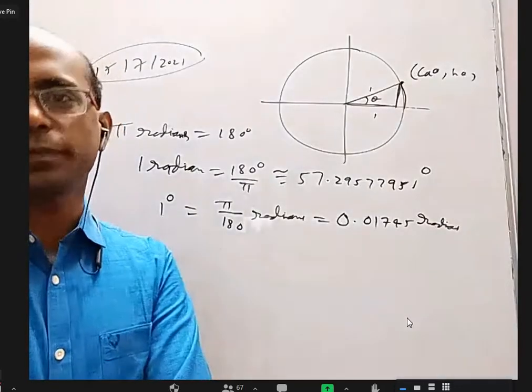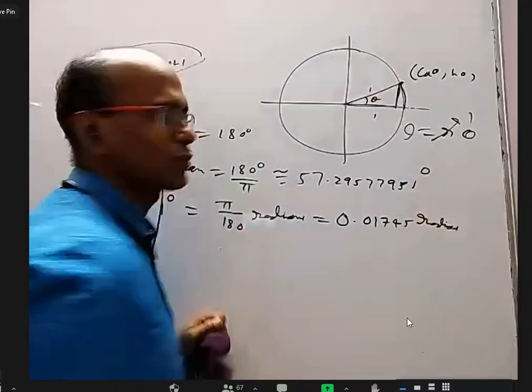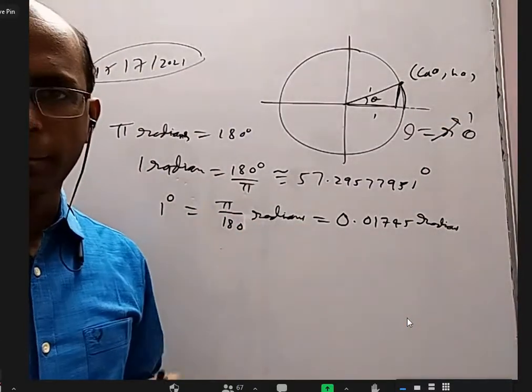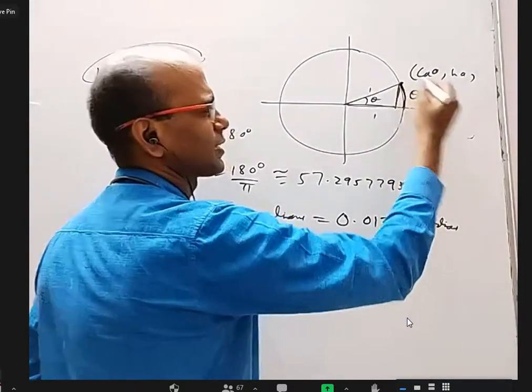Arc length is theta only. Why? What is the formula for arc length? L equal to r theta. If radius is 1, what is the L value? Theta. So please understand, this length is theta itself.